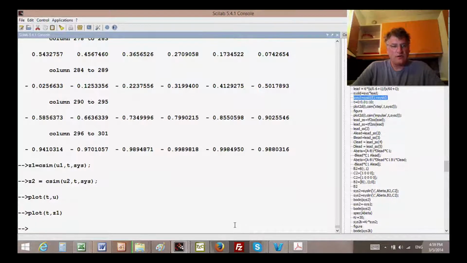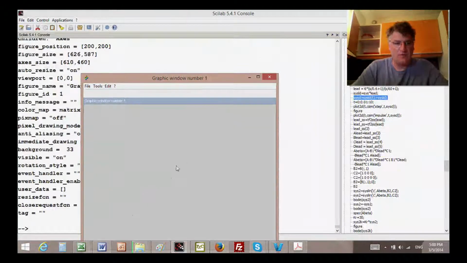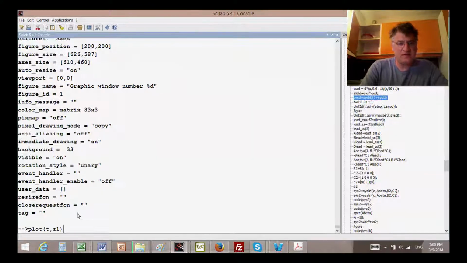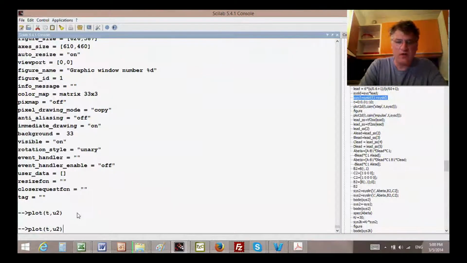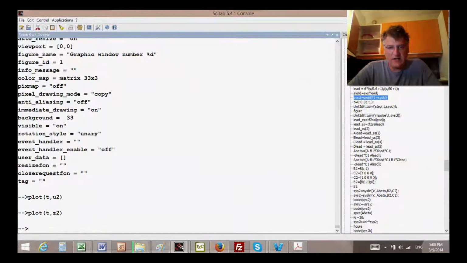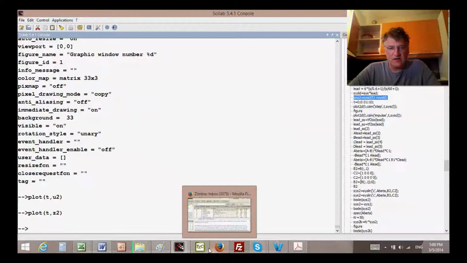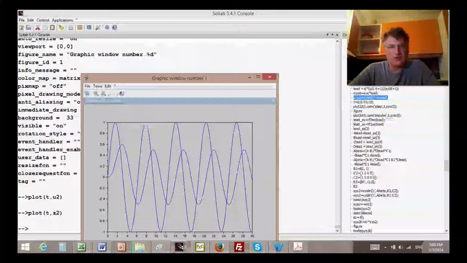We now look at the response of the system to U2. For that, I open a new window and I do the same thing as I did before, except now that I plot U2 in that window, followed by Z2. Again, I can look at the response on that window here.